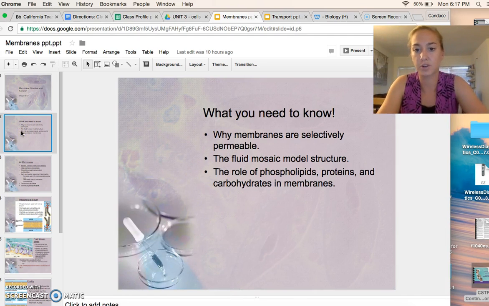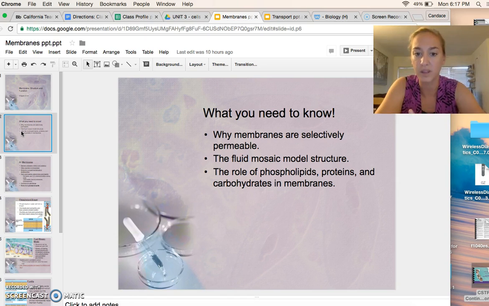So for membrane structure and function, the things that you need to know. You need to know why membranes are selectively permeable. When I think selectively permeable, I always like to think back to when I was a teenager and my parents would tell me that I had selective hearing. I would hear breakfast is ready or dinner's ready, but I would not hear please make your bed. So I would select what I would hear and what I didn't hear. The same way, membranes select what can go through them.